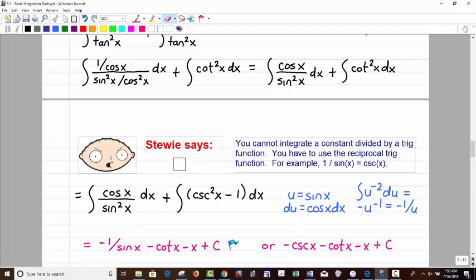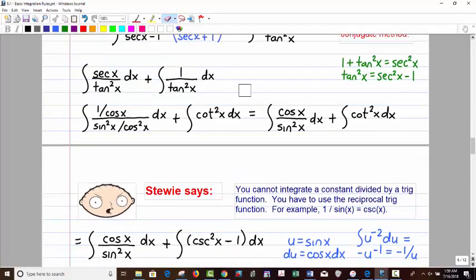Let's talk about something that Stewie says here, and this will also come up in the trig integration section a little bit later, a couple of sections after this one. That goes back to up here where I had 1 over tan squared, and that's going to be true all the time. You never integrate a constant divided by a trig function. You always convert it to its reciprocal function. I've seen students take, for example, 1 over sine, and they want to call that natural log. That is not correct.